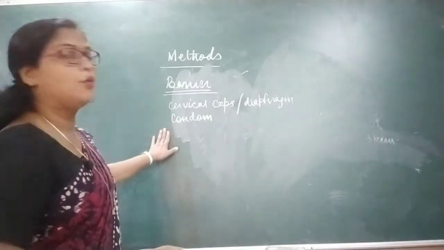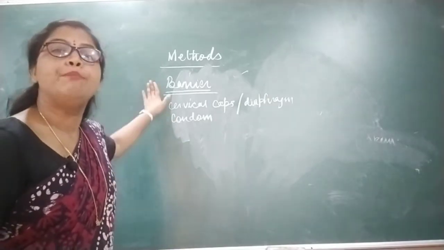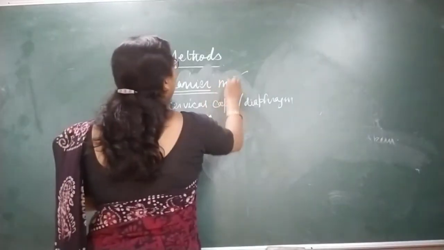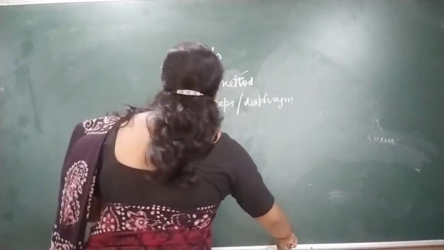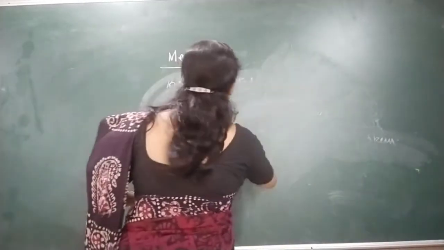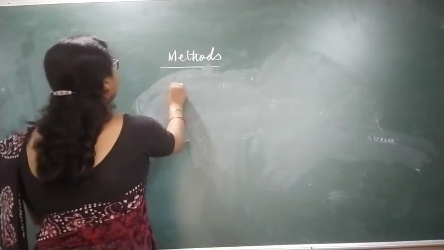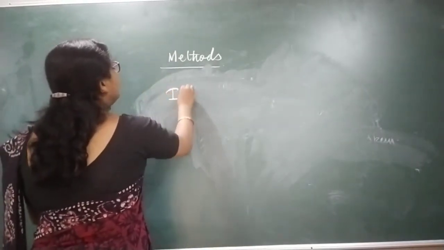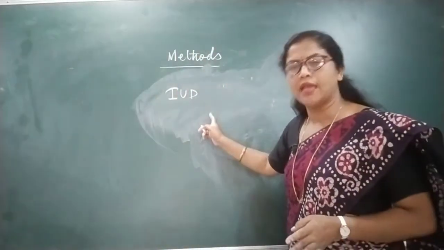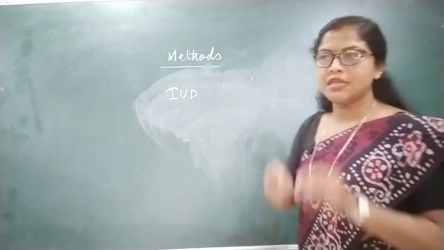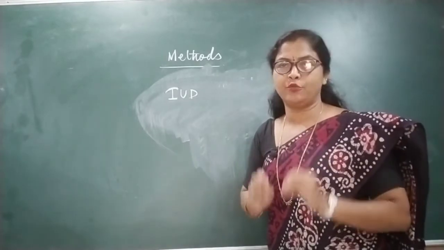So these were what type of method? These were barrier methods. It's okay, barrier methods. Now what is the third one? The third one I have told you, IUD. The third one is IUD, meaning intrauterine devices.